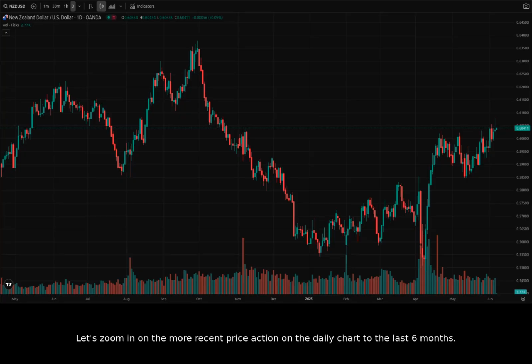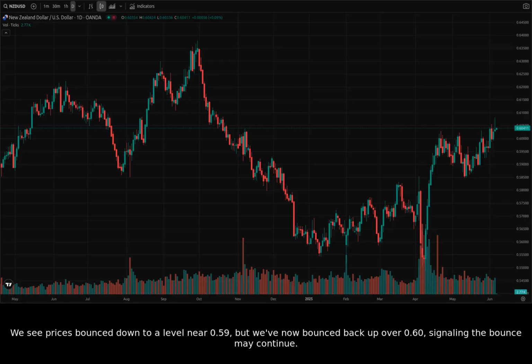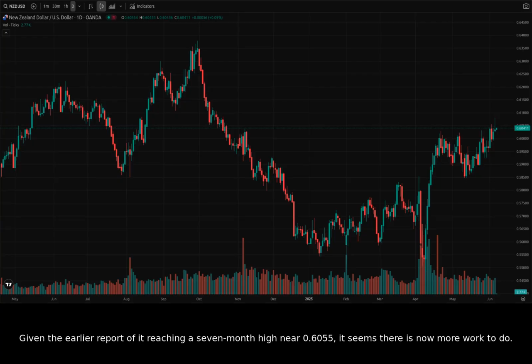Let's zoom in on the more recent price action on the daily chart to the last 6 months. We can see how the pair reached a high in June 2025, then dropped back down in the past few weeks. We see prices bounce down to a level near 0.59, but we've now bounced back up over 0.60, signaling the bounce may continue. Given the earlier report of it reaching a 7-month high near 0.6055, it seems there is now more work to do.